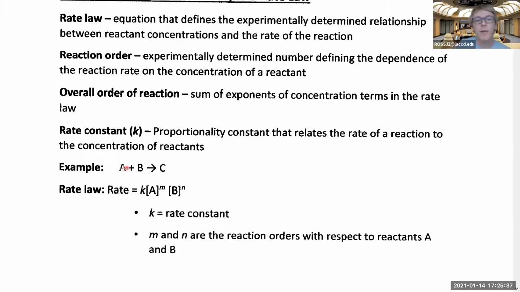So for example, if we take a simple expression A plus B to give product C, we can write a rate law here where the rate is equal to a rate constant K, and then we can have the concentration of reactant A to some order, where here M is the order. Notably, M and N are not molar coefficients. So these are orders, not molar coefficients.